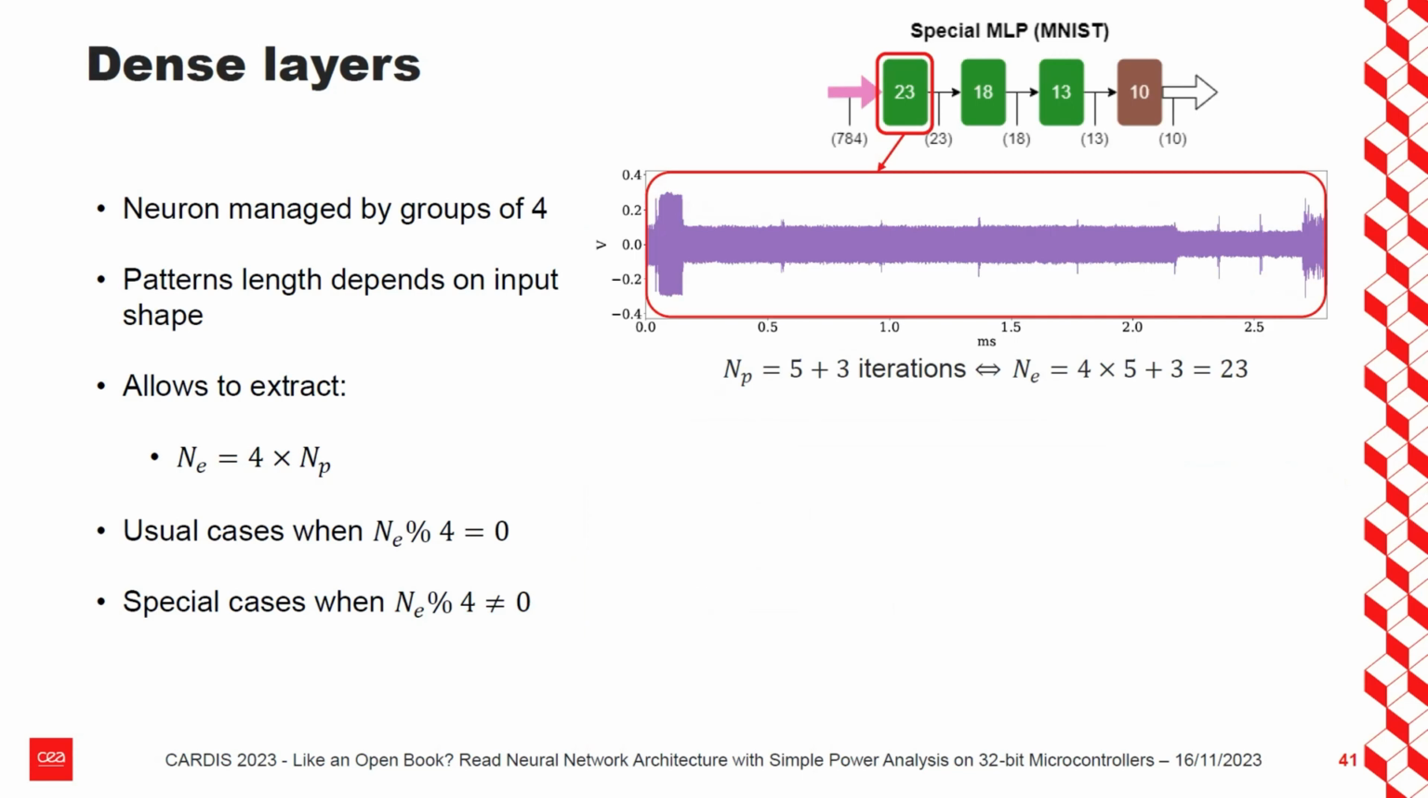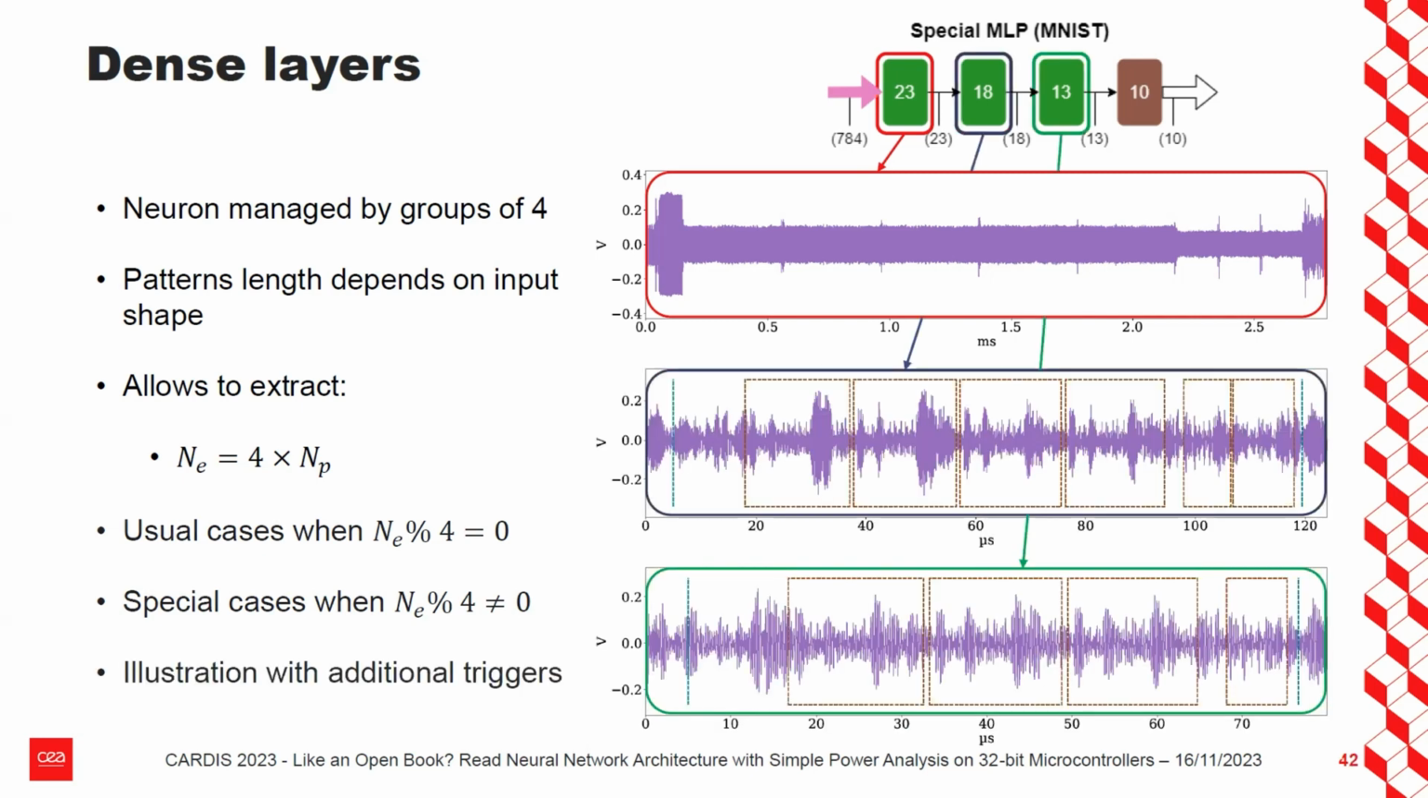And for the first example here, we have a layer having 23 neurons. So we found back the 5 first groups, the 5 first patterns corresponding to neurons being handled in groups of 4, and then there are 3 remaining ones at the end as expected, corresponding effectively to the 23 neurons that we were supposed to find in the corresponding layer.